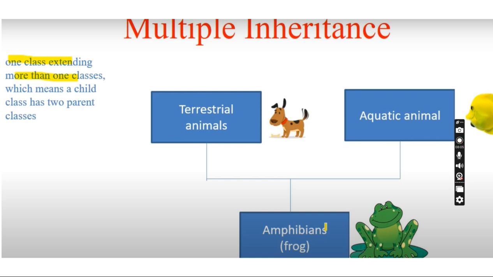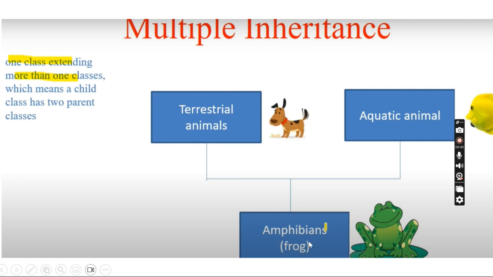The other type that Java does not support is multiple inheritance. In multiple inheritance we have more than one parent, like the terrestrial animal and the aquatic animal. These are the superclasses or parent classes, and we have the amphibian, that is the frog, as the child class. So in multiple inheritance we have more than one parent class and only one child.